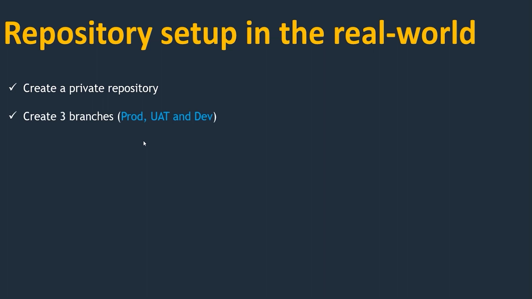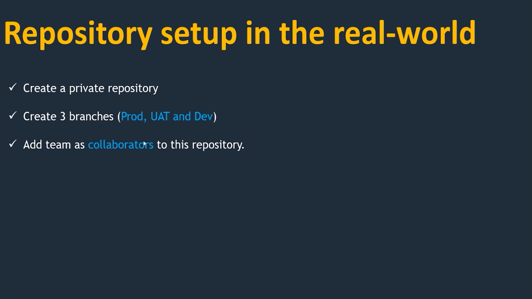Next, I'm creating three branches: prod, UAT, and dev. Here I'm not using the master branch. As you know, by default we get a master branch, but I'm deleting that branch and I will use prod, UAT, and dev branches. And I will add team members as collaborators for this repository.